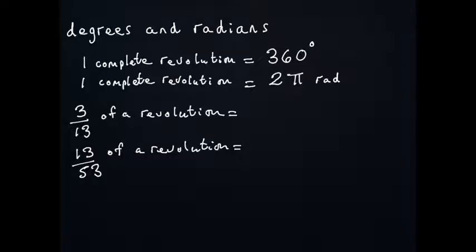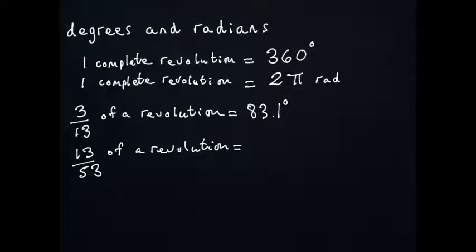A rotation corresponding to turning through a complete circle or one revolution is defined to be a rotation of 360 degrees or 2 pi radians. Those awkward fractions from the previous slide now can be quantified and compared. 3/13 of a revolution is 3/13 multiplied by 360 to give 83.1 degrees.